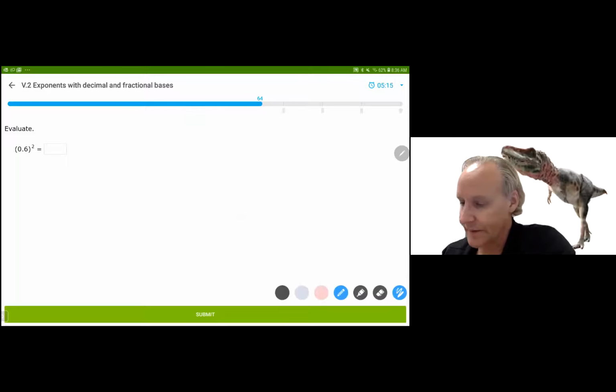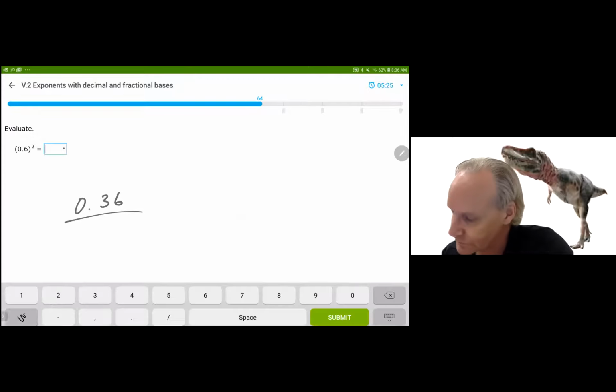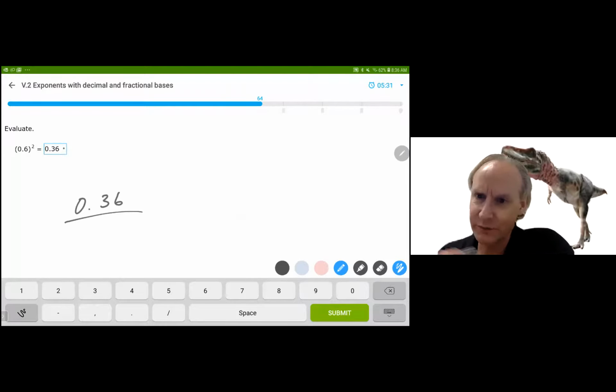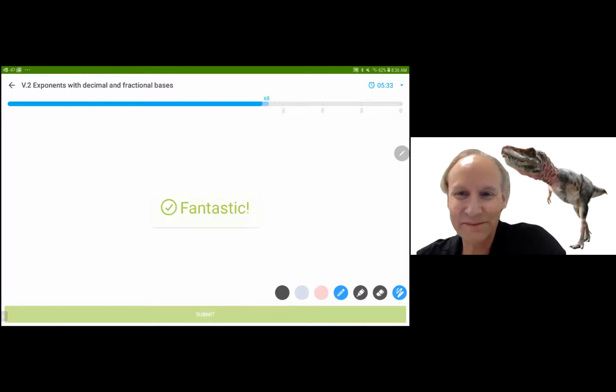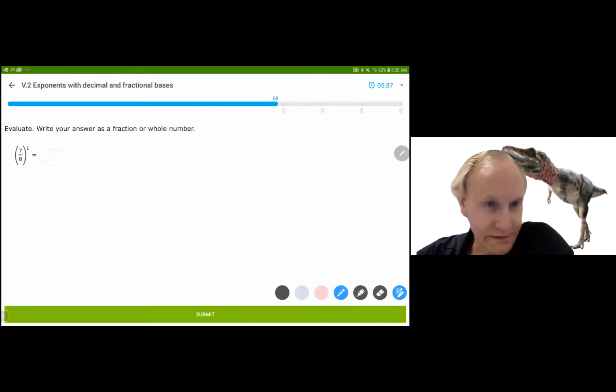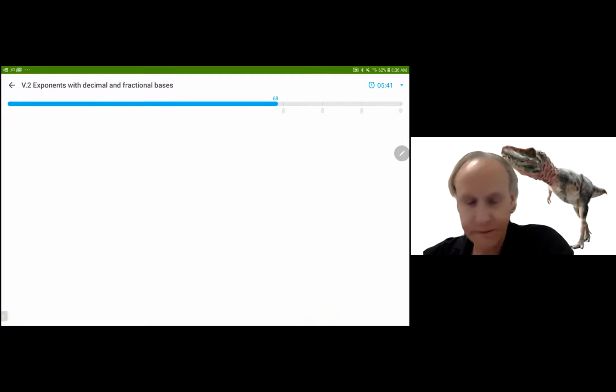0.6 squared, that's going to be 0.36. Notice that it's 2 decimal places, but I have a 36 when I square the 6. 0.36. Again, I recommend don't forget to put the 0 in front. I think if you just put the decimal, it doesn't like that. And 7/8 is 7/8. If you take it to the 1st power, nothing special there.